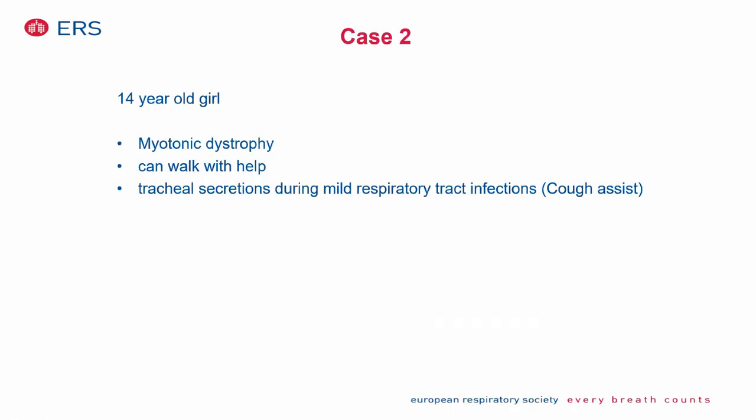We go on to case 2. This is a 14-year-old girl. She has a muscle disease, myotonic dystrophy. She still can walk, but with help, and she has some problems getting her secretions out because she cannot cough so well. She has a cough assist to help her with this.